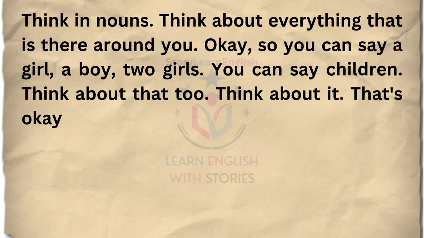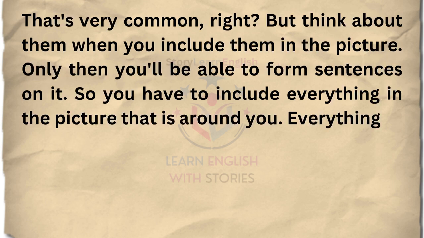Think in nouns. Think about everything that is there around you. Okay, so you can say a girl, a boy, two girls. You can say children. Think about that too. That's very common, right? But think about them when you include them in the picture. Only then you'll be able to form sentences on it. So you have to include everything in the picture that is around you.